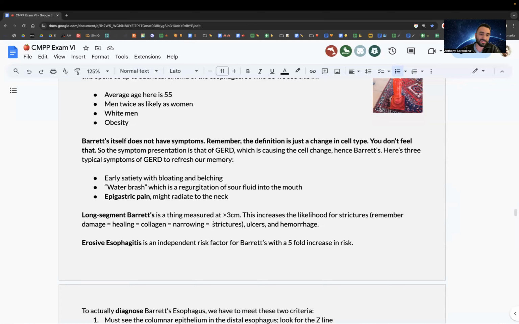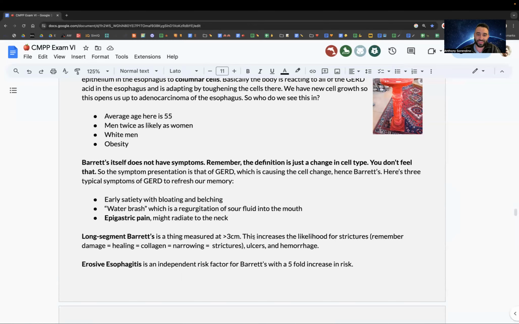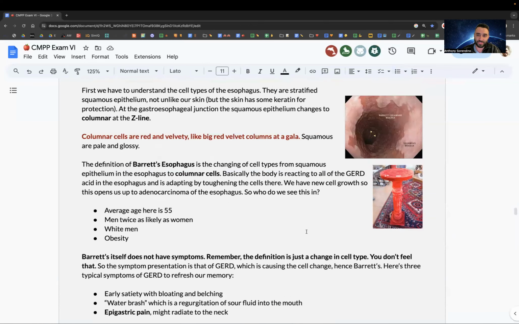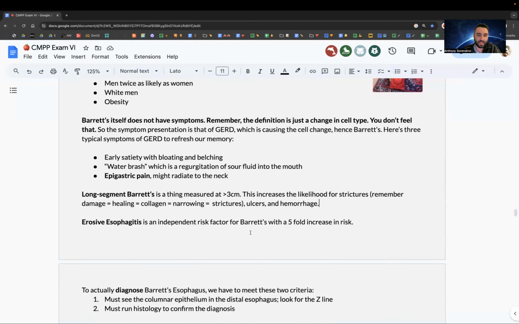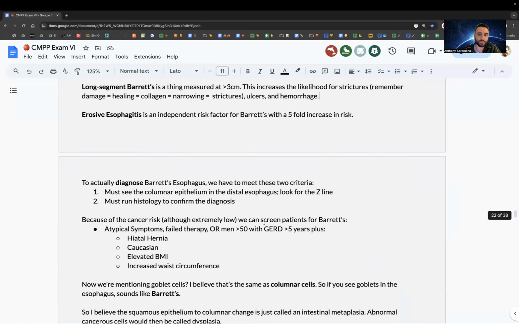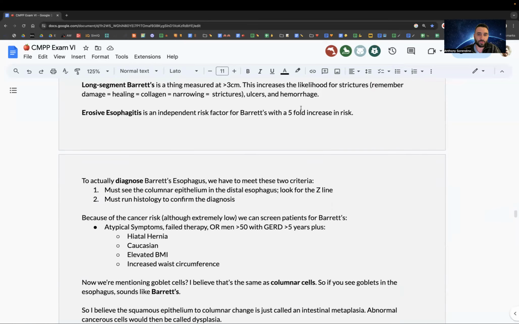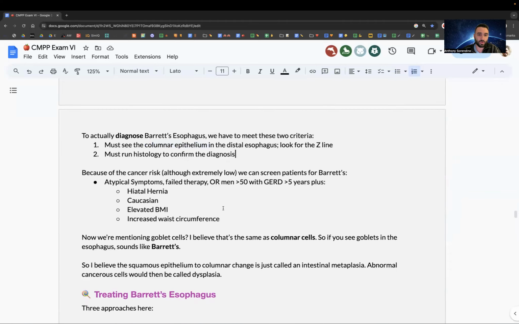Long segment Barrett's is a thing, and that's if something is greater than 3 centimeters, I guess, of the columnar cells. So just remember that. And erosive esophagitis is an independent risk factor for Barrett's by 5-fold. So again, to actually diagnose it, you need to see the columnar epithelium in the distal esophagus. So look for that Z line that's going to be raised. And then you have to run histology to confirm. So that's how you would actually diagnose.